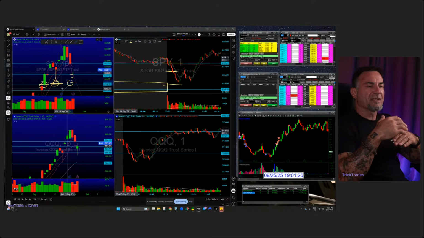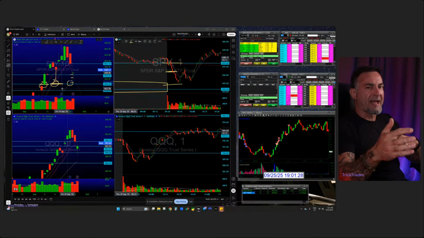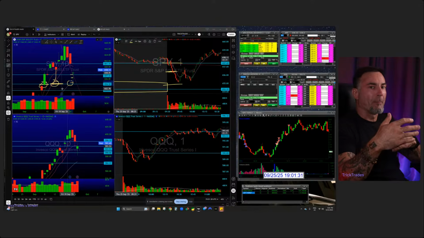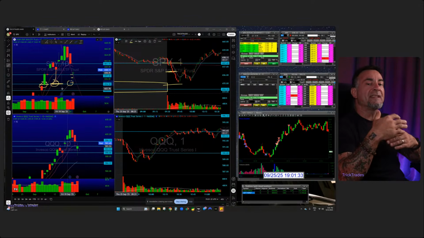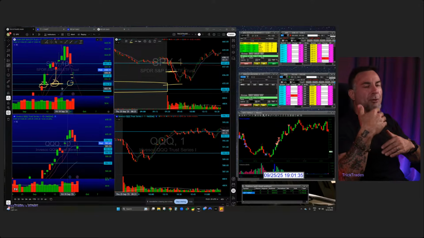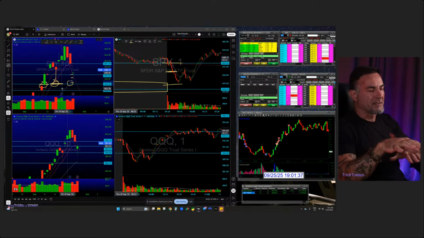You can't just flippantly extend that risk, meaning your stop out. What you need to do is have a proper reason, not some bullshit reason that you drum up in your head that doesn't make any sense.